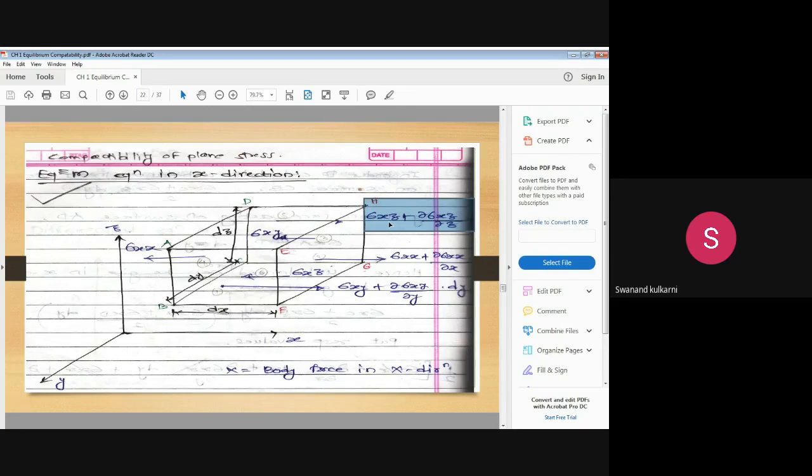Once again, the concept of unbalance we are using here. Are you getting the concept of unbalance? Yes. Okay, very good. So here with reference to this sigma XX, initially we have used sigma XX plus dou sigma XX upon dou X. Now with reference to this bottom surface, sigma XZ was present, and at the top surface we have considered sigma XZ plus dou sigma XZ upon dou Z.